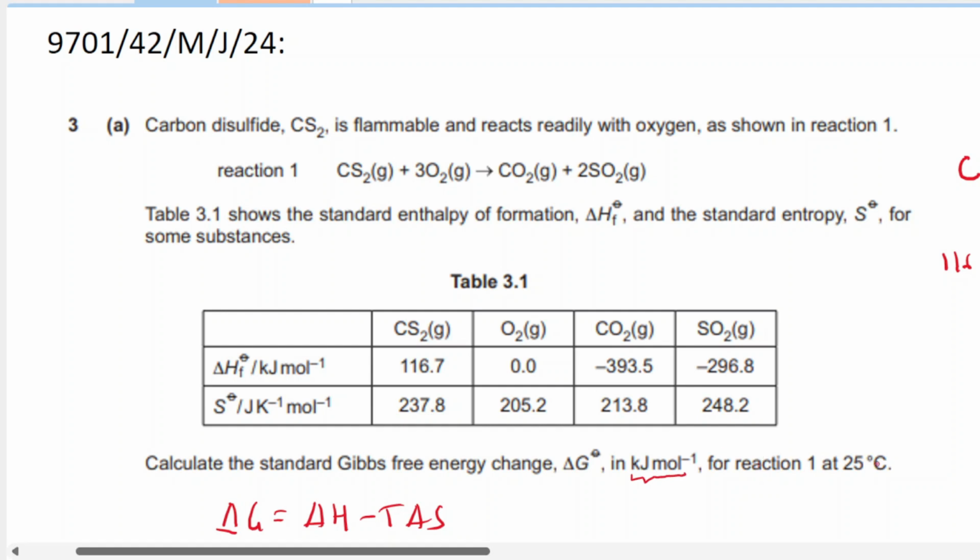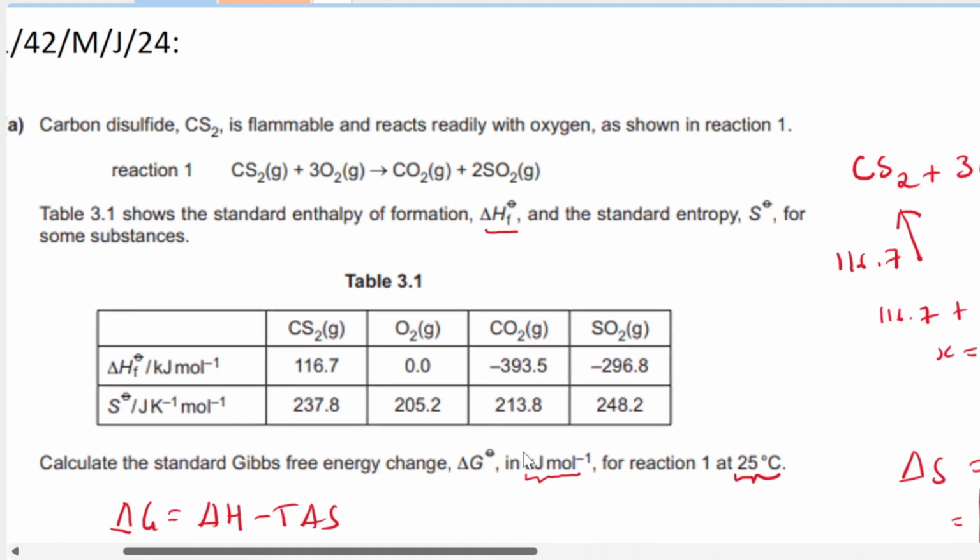For reaction 1 at 25 degrees centigrade, and this is centigrade, so we will have to convert this to Kelvin as well. Now to find the Gibbs free energy change, we do delta H minus T delta S. Remember, this delta H is the enthalpy change of reaction, and we are given the enthalpy changes of formation. So your first step, again, will be to find the normal enthalpy change. Then we are also given the standard entropy values, so you can do entropy of products minus entropy of reactants to find the delta S, and you have the temperature as well.